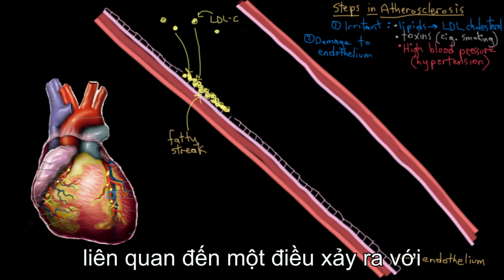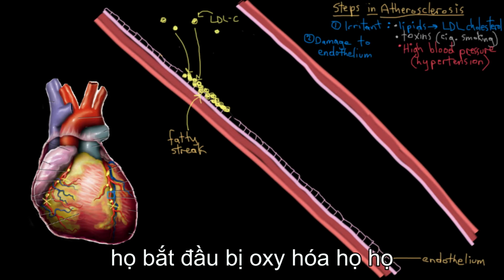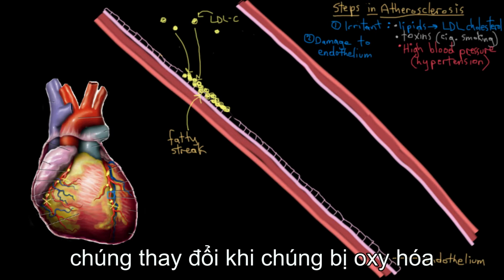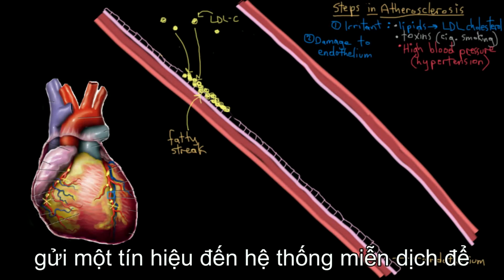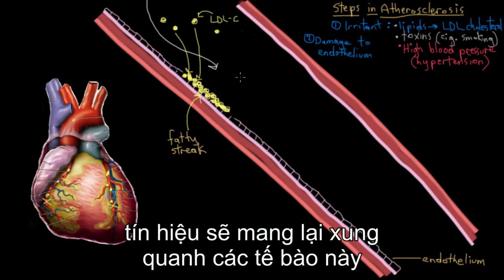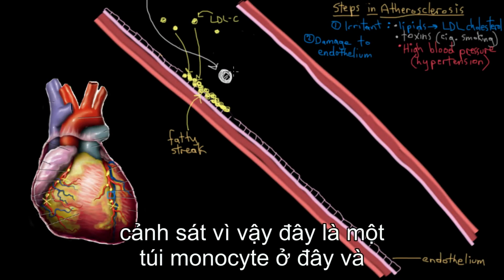So one thing that happens to the cholesterol when they get inside the wall of the blood vessel is that they start to get oxidized. They sort of change a little bit. And when they get oxidized, that sends a signal to our body's immune system. And that signal will bring around these cells of the immune system called monocytes. So they'll sort of show up almost like police.